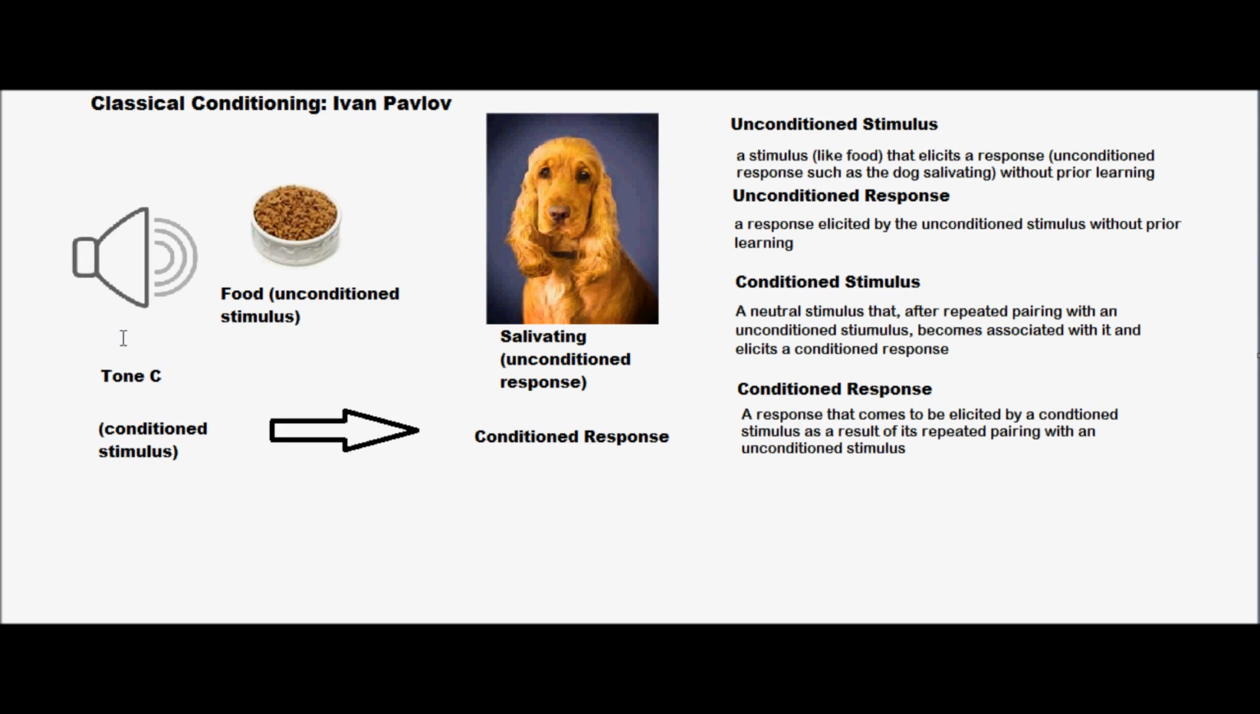So eventually, after it's paired enough times, tone C alone would cause the dog to salivate when the dog hears the tone. So after it's conditioned, it's now the conditioned stimulus. So Pavlov turned this neutral stimulus into a conditioned stimulus. And after being paired enough times, when the musical tone alone elicits salivating, then salivating would now be the conditioned response.